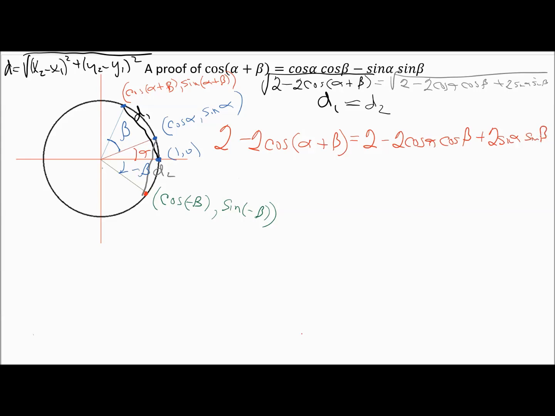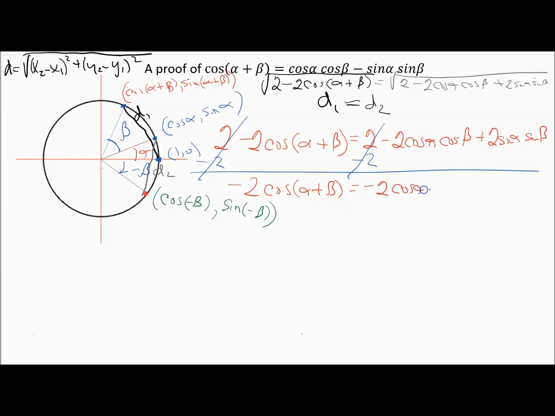Now, these are equivalent. I'm trying to just simplify it. What I'm actually trying to do is get cosine of alpha plus beta on one side and then all this stuff on the other side. Now, if you'll notice, these 2's can just simply subtract out, okay? Those guys are now gone, okay? Let's rewrite what we have. So now I have negative 2 cosine of alpha plus beta is equal to negative 2 cosine of alpha, cosine of beta, plus 2 sine of alpha, sine of beta.